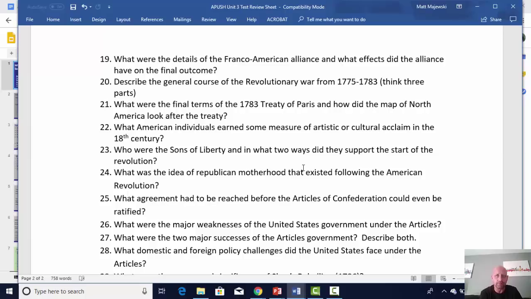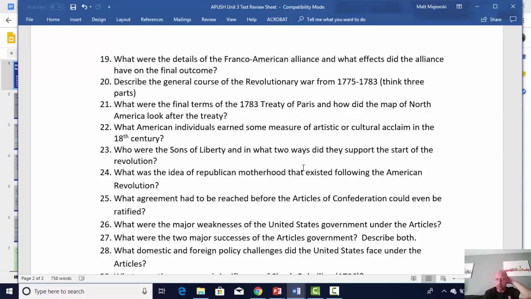22, what American individuals earned measure of artistic or cultural acclaim in the 18th century? We have a few. Ben Franklin was considered something of a famous writer. He wrote an almanac known as Poor Richard's Almanac. Thomas Jefferson was considered to be an expert architect and writer as well. There's a famous lady named Phyllis Wheatley, a former slave, who becomes America's first poet during the 1700s as well.